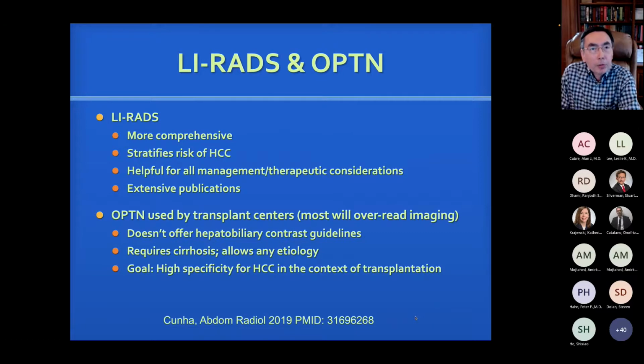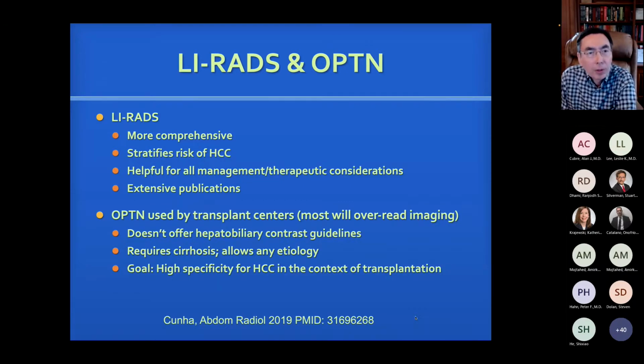So it's useful to kind of compare LI-RADS to OPTN. Now, the OPTN stands for Organ Procurement Transplantation Network. And so this is the organization that essentially establishes the rules and guidelines for transplantation throughout the country. And they have their imaging criteria that they have required for getting exception points for HCC. And LI-RADS now does a very similar thing. And so how do they compare?